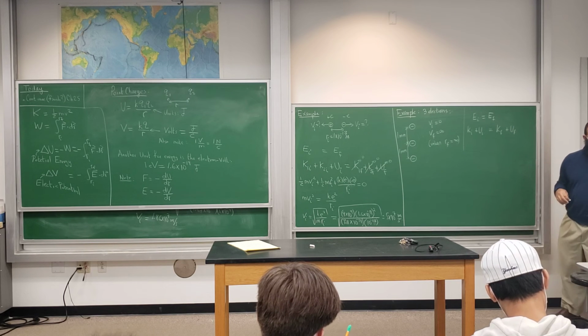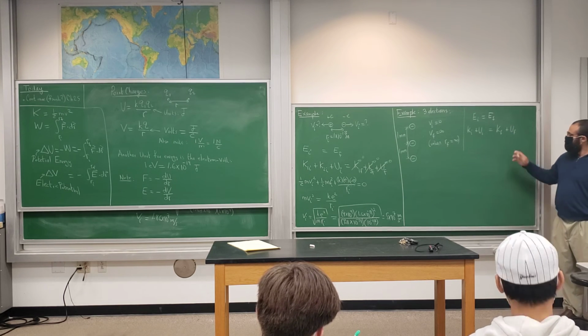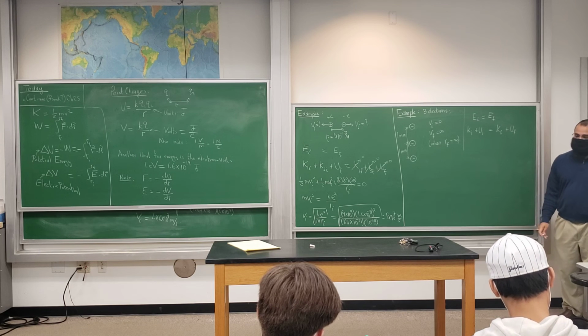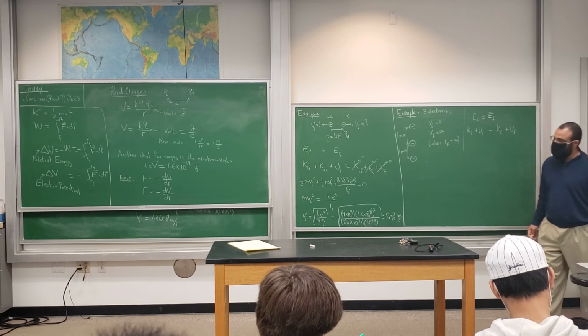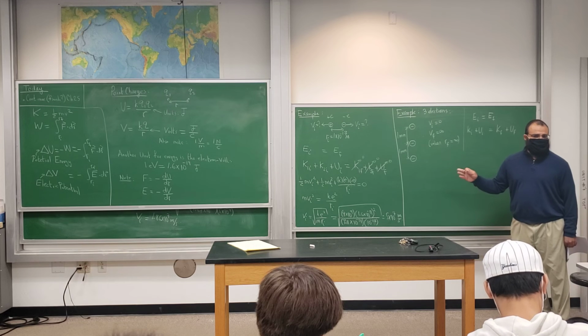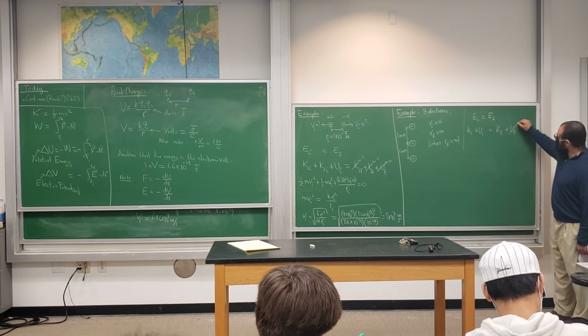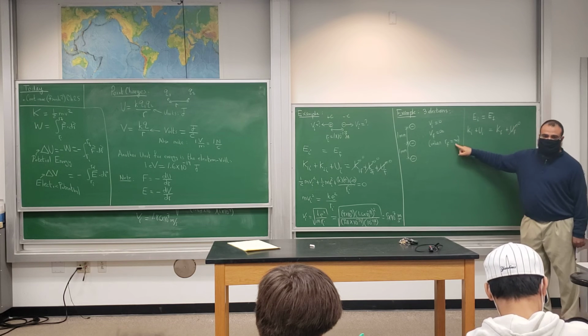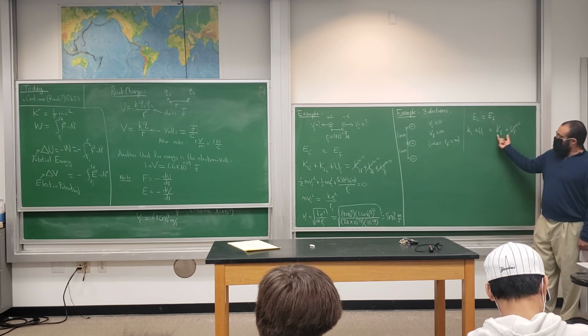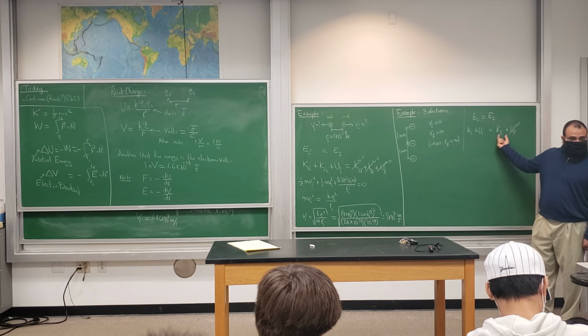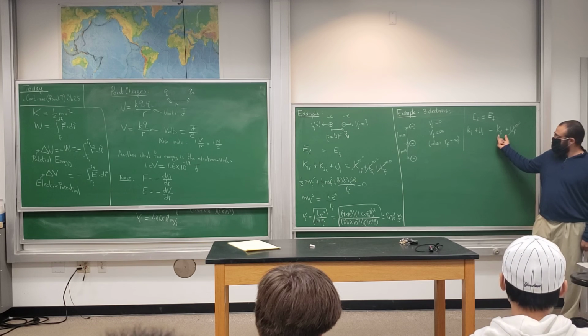Now at the end, when it's infinitely far away, what is the potential energy? Zero. Because it's KQ over R, right? KQ1, Q2 over R. So you'll be divided by a large R. So this one is zero because it's infinitely far away. Now, we're after this. That's what we're trying to find. The kinetic energy at the end.